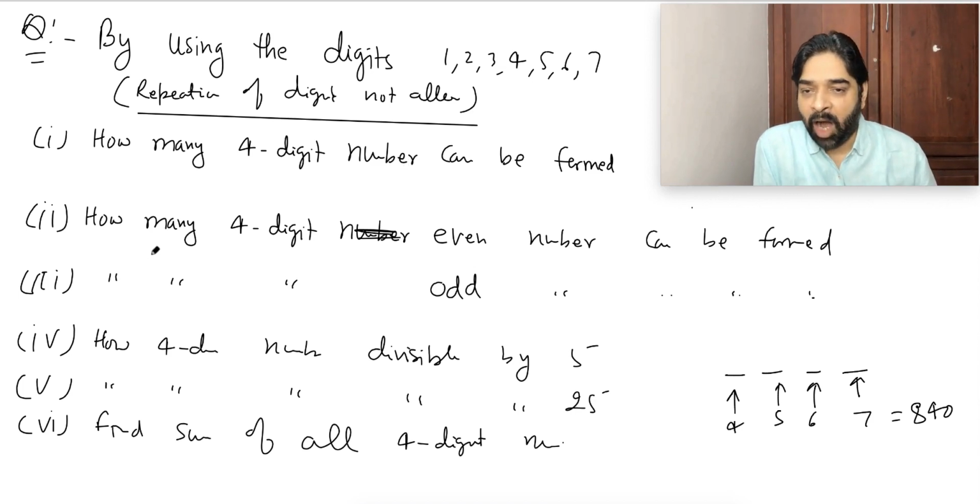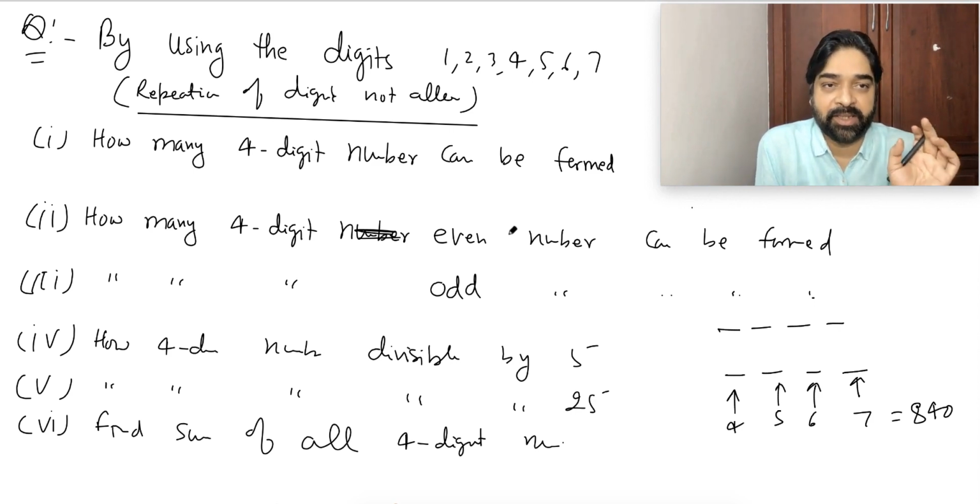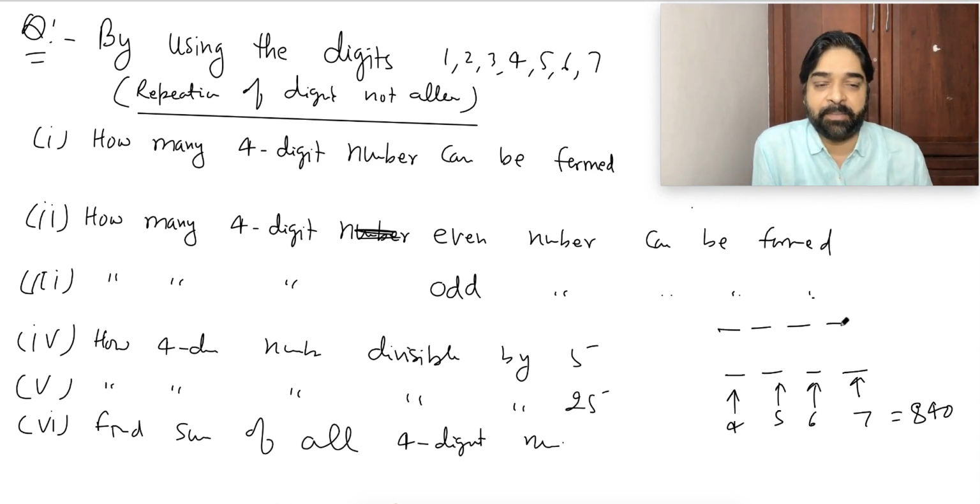Second one. How many 4-digit even numbers can be formed? Now again I have to fill the 4 places, but now they are asking how many even 4-digit numbers can be formed. Even number means the last digit must be an even digit. So there is a restricted permutation, a restriction on a particular place. We start filling from this place, and it can be filled in how many ways? Either 2, or 4, or 6. So 3 ways.